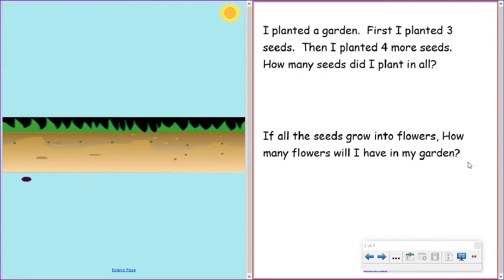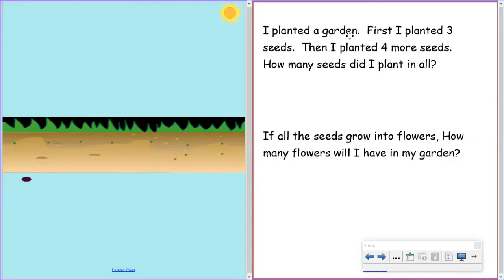All right, now let's go back and read it line for line and make sure we understand what each sentence says. The first sentence says, I planted a garden. What did I do? I planted. What did I plant? A garden. So in my mind, I'm going to visualize myself working in a garden, planting. When we visualize, we make pictures in our mind.